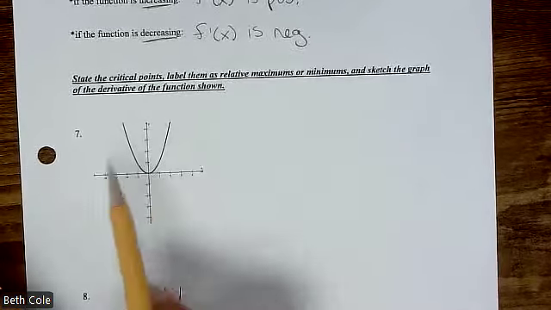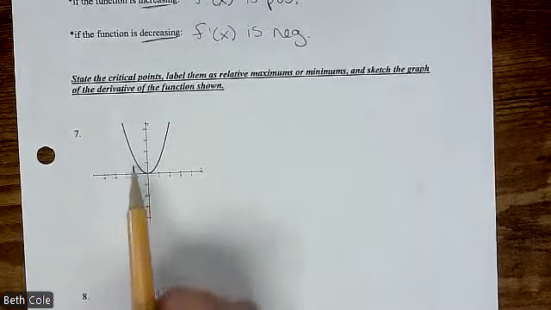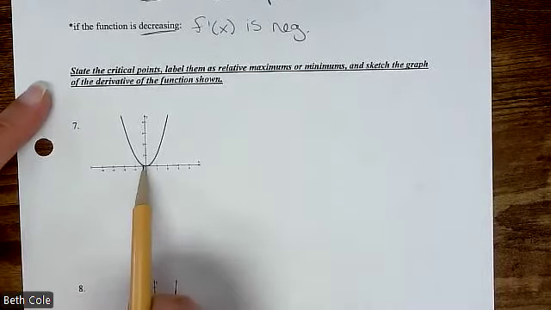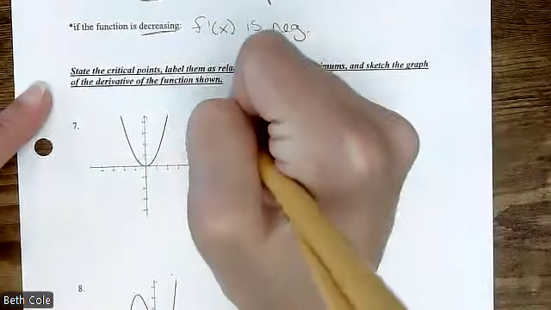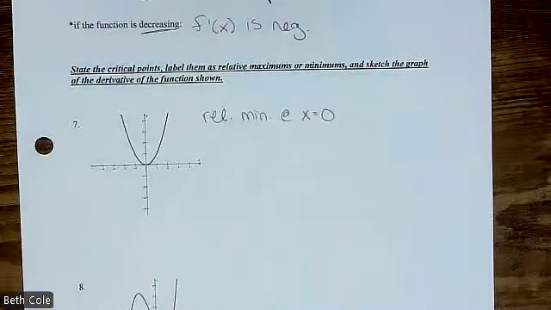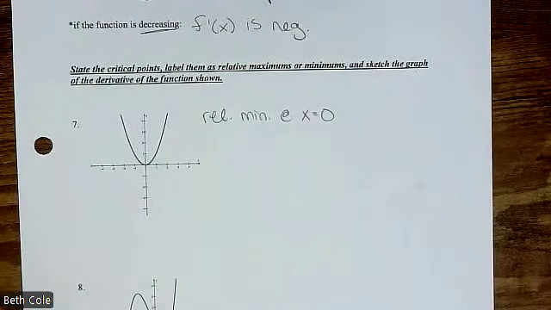So where do we have a critical point on this graph? So 0, do you see that right there? You could draw in a horizontal tangent line. And does that give us a relative maximum or minimum? All right, so we're going to say relative minimum at x equals 0. That is our critical point.